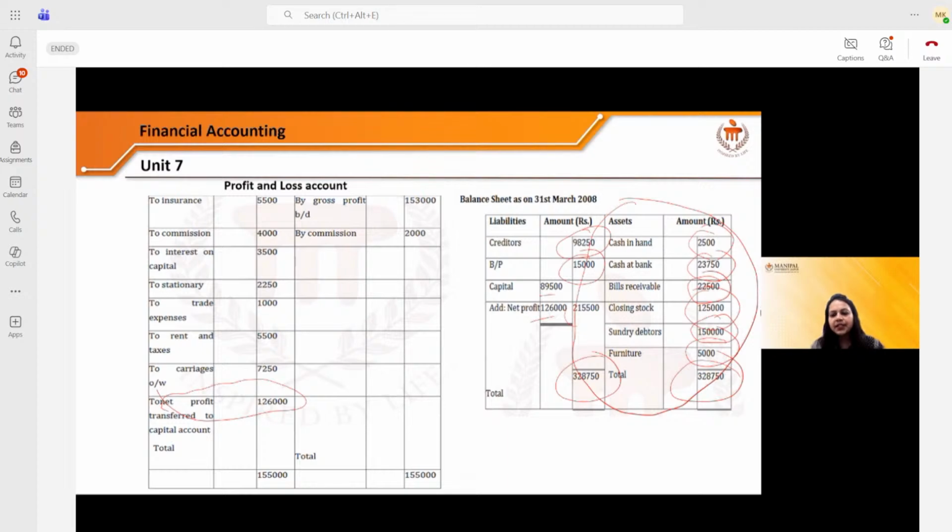So Mohammed is asking, does the trading account normally consider all direct income and expenses? Yes. Does the profit and loss account consider indirect income and expenses? Yes. What does the balance sheet consider? The balance sheet considers the liabilities and assets only. Liabilities are always written on the left hand side and assets always on the right hand side.